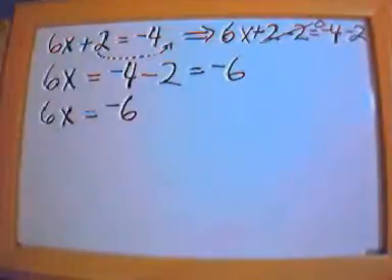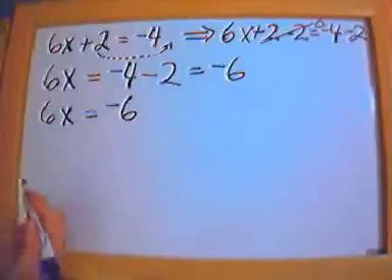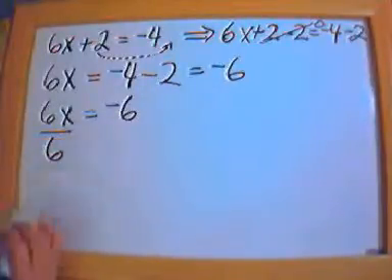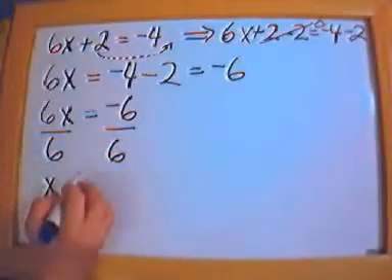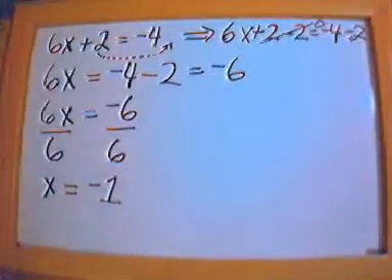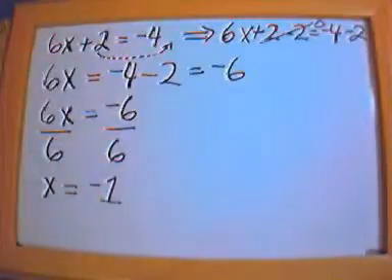And again, I want to get x by itself. So in order to get x by itself, I've got it multiplied by 6. So the opposite of that is dividing by 6. So I'll just divide by 6 here, divide by 6 here. So x is equal to negative 6 over 6 is negative 1. And you can go back to your fractions section and see the reason why. Negative divided by positive is a negative, and 6 divided by 6 is 1.